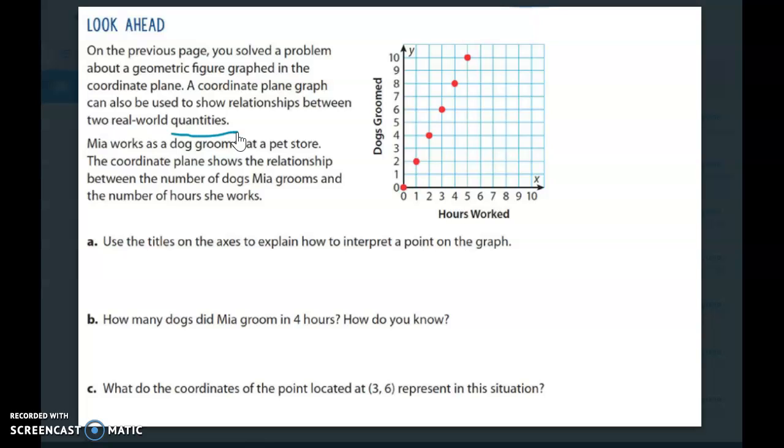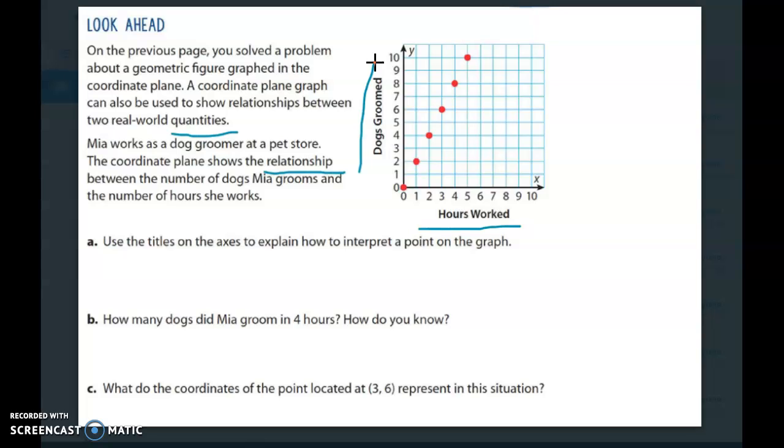So here it says Mia works as a dog groomer at a pet store. The coordinate plane shows the relationship between the number of dogs Mia grooms and the number of hours she works. Okay, so let's just really quick analyze our graph. We see that our x-axis is the hours she worked, and I can see that it goes all the way up to 10 hours. On the y-axis over here, it's the dogs groomed. So it looks like it gives me the hours, and then it tells me within those hours how many dogs were able to be groomed.